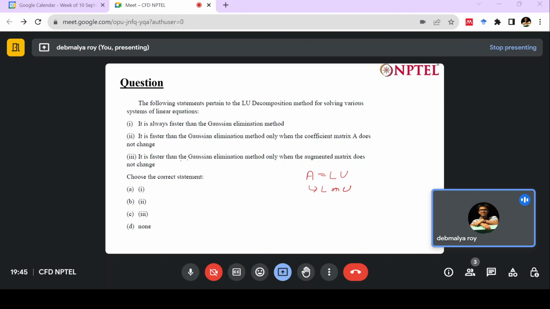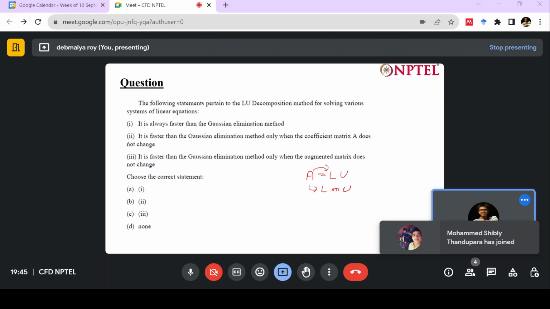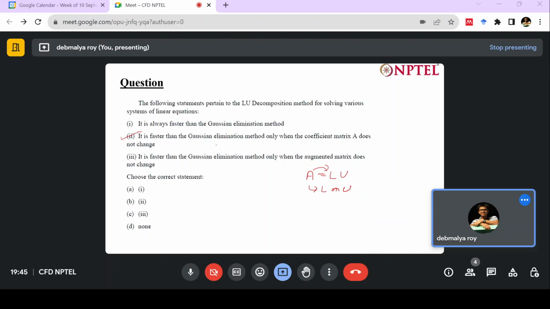Option 3 is: this is faster than Gaussian elimination only when augmented matrix does not change. Now this factorization step is the rate limiting step. This actually does not depend on our augmented matrix. It only depends on our coefficient matrix. So option 2 will be the correct option. Okay.